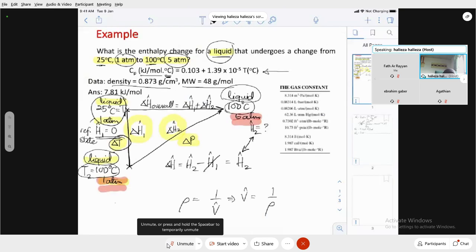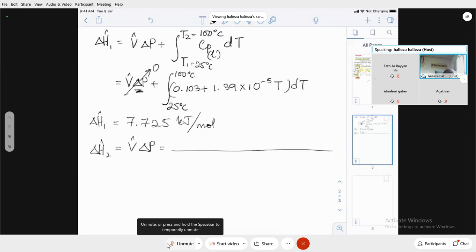That's 1 over 0.873, and jot down the unit: gram per centimeter cubed. Your pressure change is the final pressure minus the initial pressure. So that's 5 minus 1. The unit is in atm.